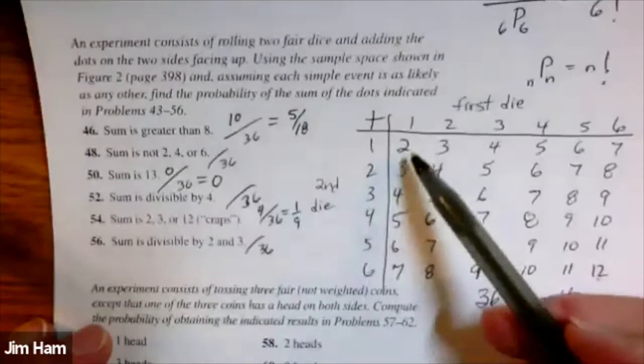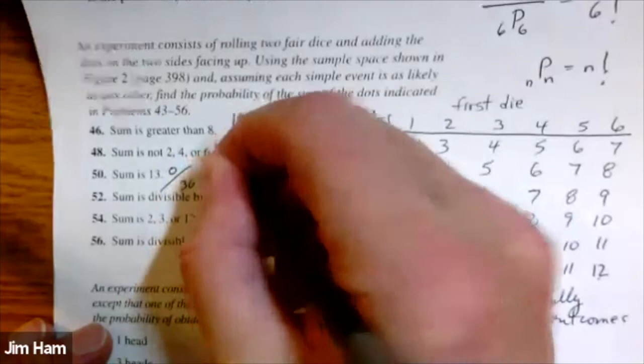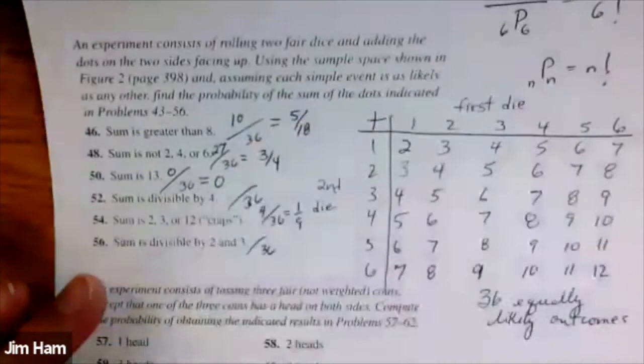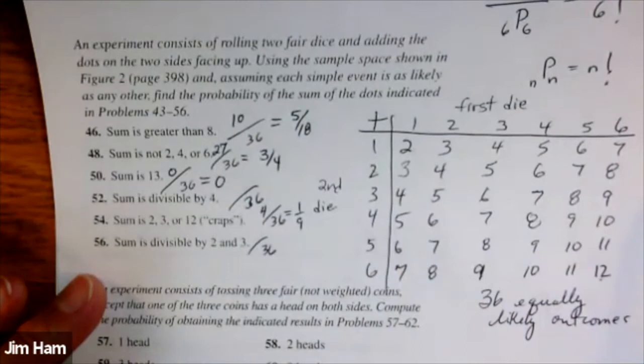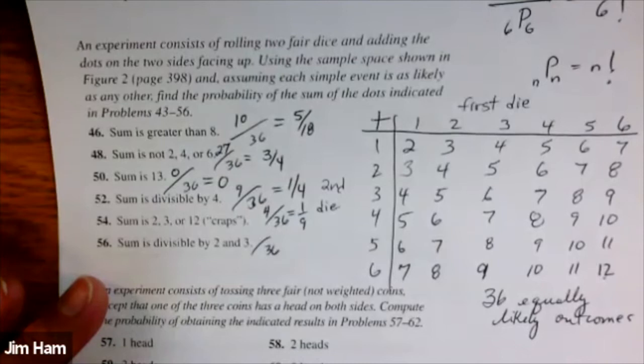Not 2, not 4, 1, 2, 3, 4, 5, 6, 7, 8, 9. So 9 of the rolls are either a 2, a 4, or a 6. You subtract that from 36, that means 27 are not those. And that one reduces to 3/4. Sum is divisible by 4. Well, that would include 4s and 8s and 12s. So 3, 4, 5, 6, 7, 8, 9. Again, a 9. 1/4. 1/4 of numbers are divisible by 4.